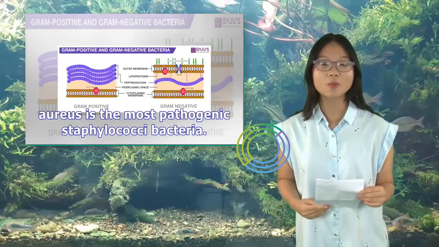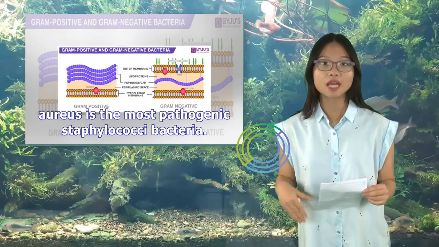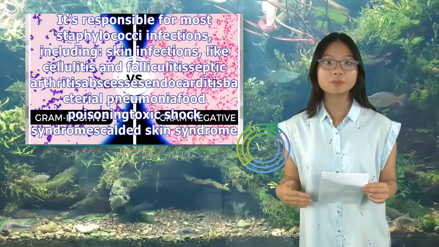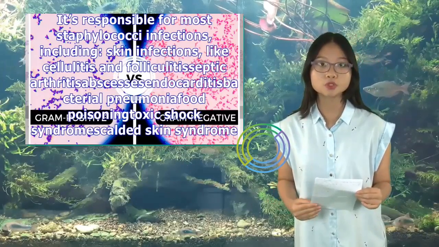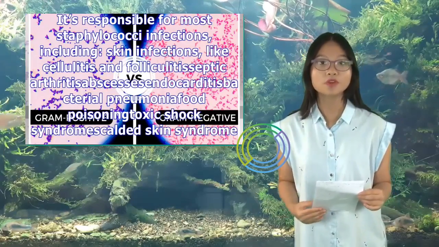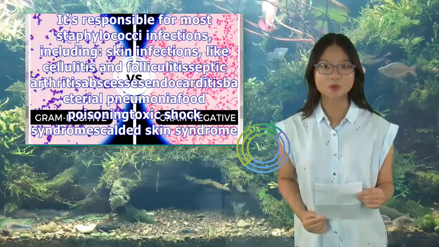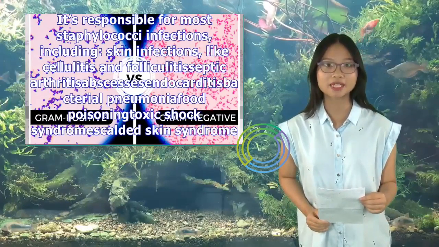Staphylococcus aureus. Aureus is the most pathogenic staphylococci bacteria. It's responsible for most staphylococci infections, including skin infections, like cellulitis and folliculitis, septic arthritis, abscesses, endocarditis, bacterial pneumonia, food poisoning, toxic shock syndrome, scalded skin syndrome, MRSA.